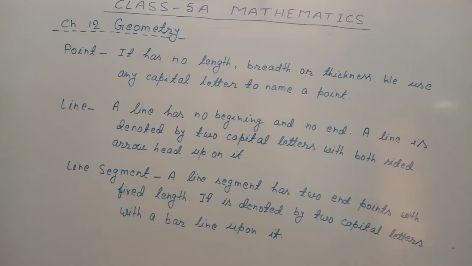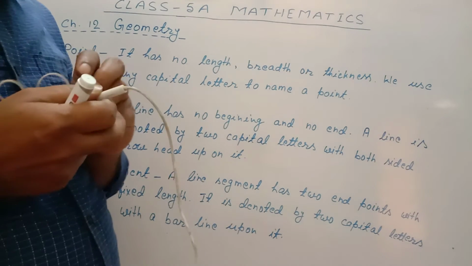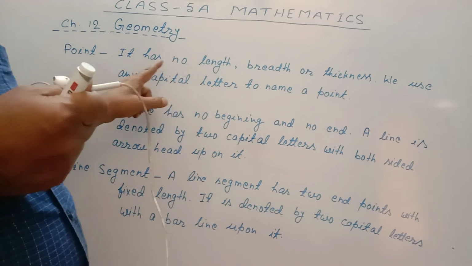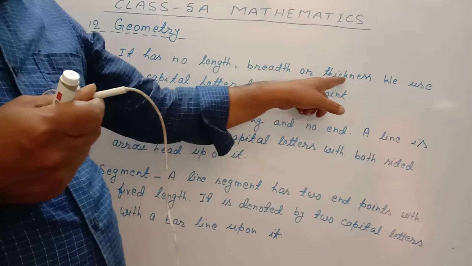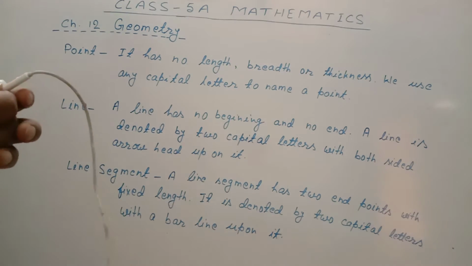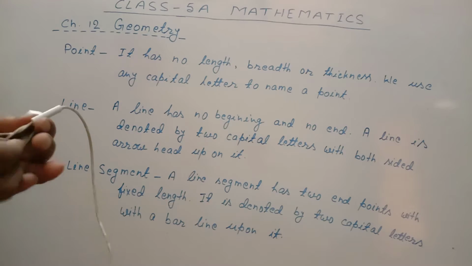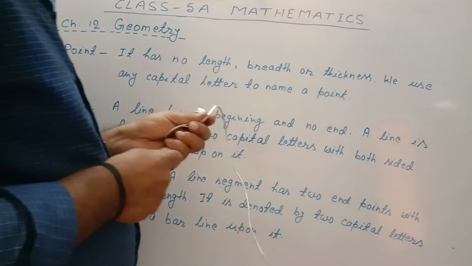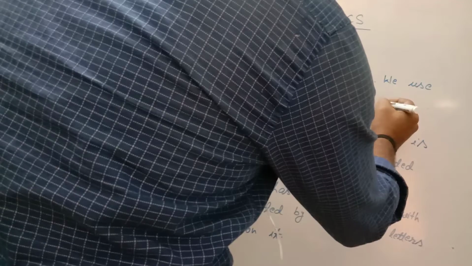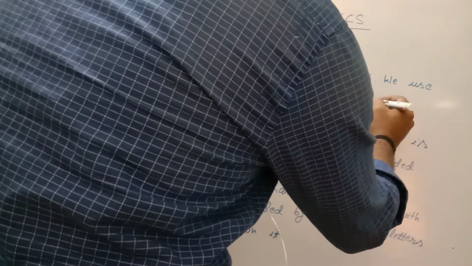In this video class of mathematics, we are starting chapter 12, geometry. A few basic facts about geometry. Number one is point. It has no length, no breadth, no thickness. We use a capital letter to name a point, such as this is any point, we give name A.